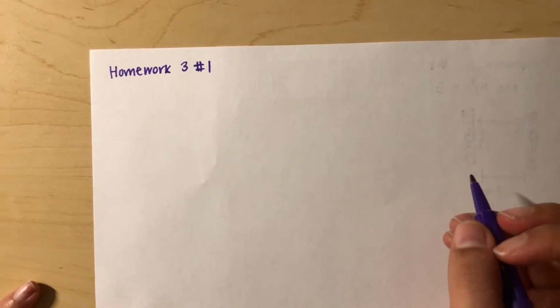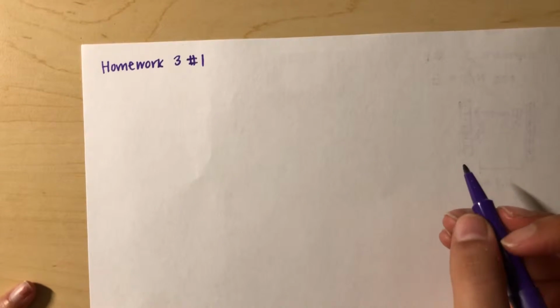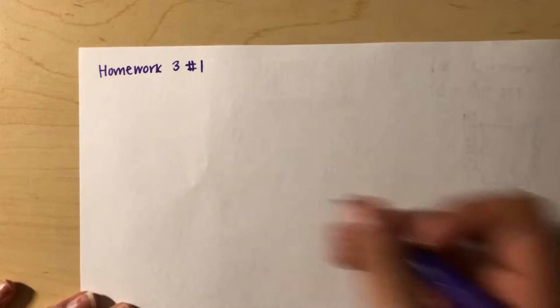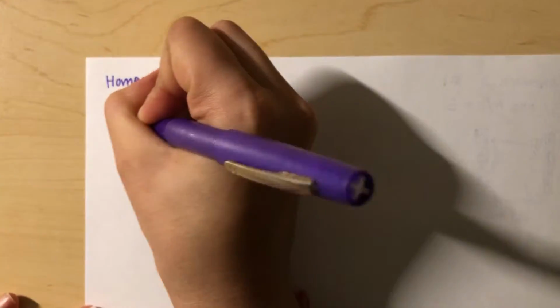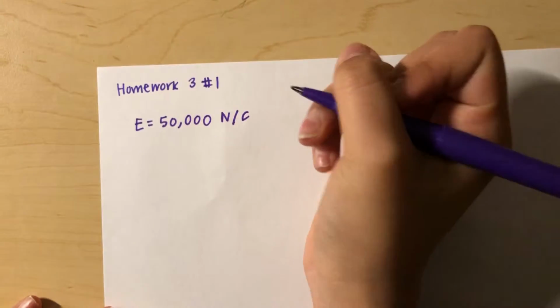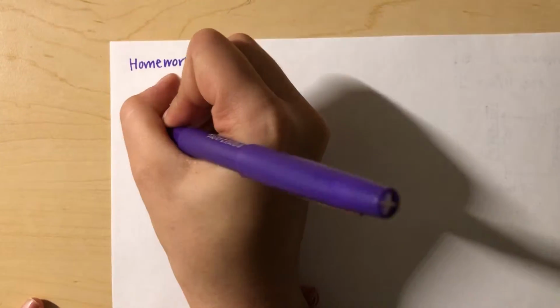So this is homework 3, number 1. And it says the electric field strength is 50,000 newtons per coulomb inside a parallel plate capacitor with a 2 millimeter spacing. So we know that the electric field is 50,000 newtons per coulomb, and it's inside a parallel plate capacitor.